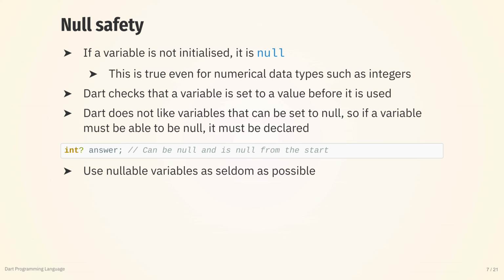So a variable can be nullable if we use the question mark after the data type. So int question mark answer, as we can see over here, is a variable that could be set to null, possibly. But we want that as seldom as possible.